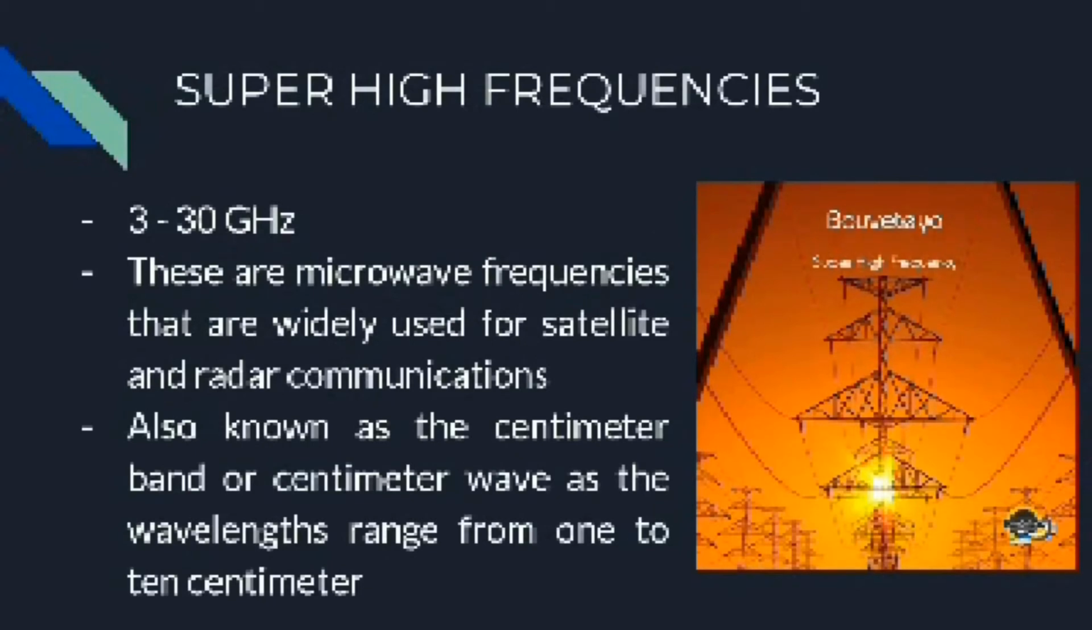Super high frequencies range from 3 to 30 GHz. These are microwave frequencies that are widely used for satellite and radar communications, also known as the centimeter band or centimeter wave, as the wavelengths range from 1 to 10 cm.